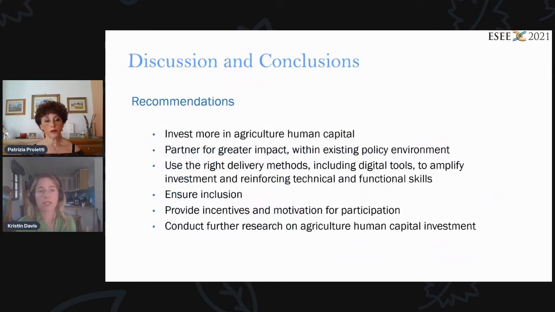Just in terms of what does this mean, we do provide a number of conclusions in the paper, especially for the target audience of international financing institutions and other investors such as governments or bilateral donors. But as you saw from that diagram at the very beginning, we need to invest more. There's not enough investment in agriculture human capital, especially for the small scale producers, the fisher folk, the farmers, the livestock producers. So we need more investment in these types of programs.